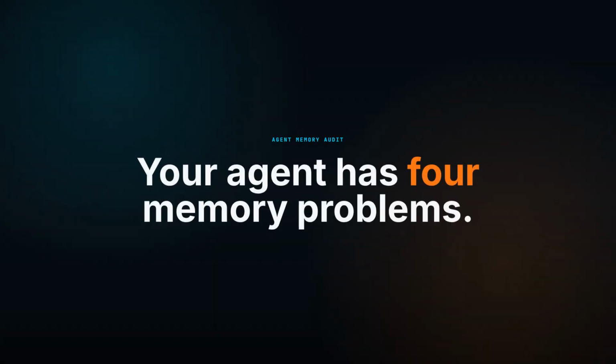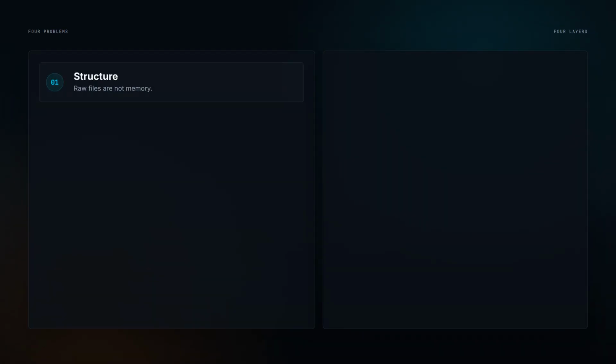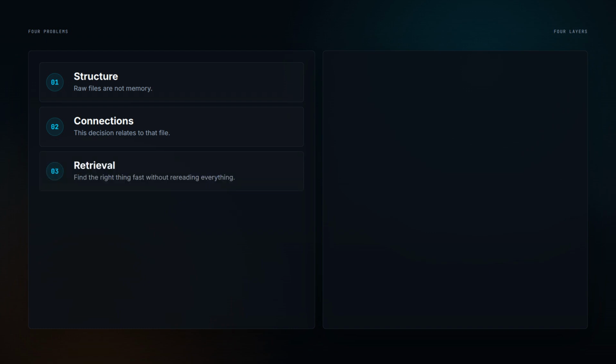Your agent has 4 memory problems. Most setups only fix one. There is the structure problem. Raw files are not memory. There is the connections problem. Knowing that this decision relates to that file. There is the retrieval problem. Finding the right thing fast without rereading everything. And there is the trust problem. Knowing what is still true and what is stale.